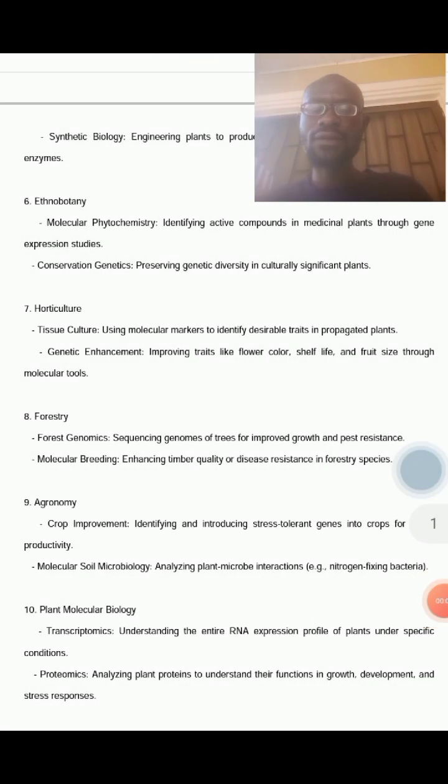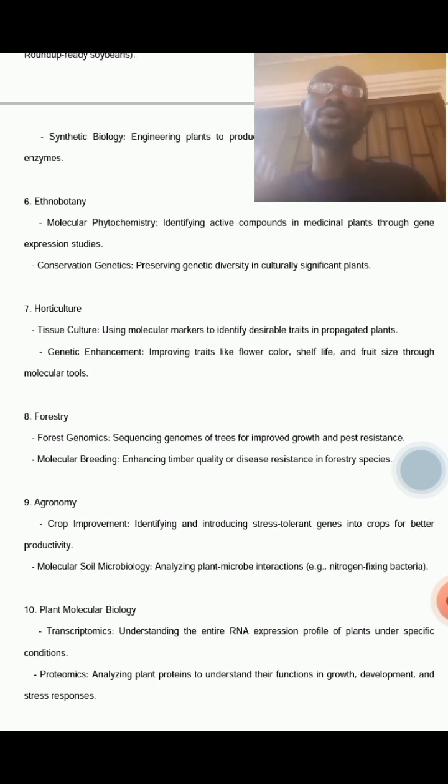So how can you employ molecular biological techniques under this area in plant science? To do that, you have to do what we call molecular phytochemistry, where you identify the active compounds in those plants you are trying to assess by using what we call gene expression studies. Then you can also go into conservation genetics. Conservation genetics uses a lot of molecular techniques involved in genetic conservation, including DNA sequencing and phylogenetic analysis, where you look at the evolutionary relationship between organisms.